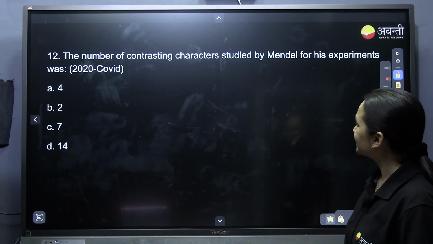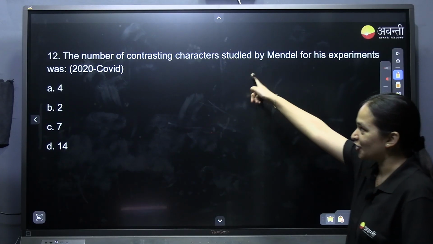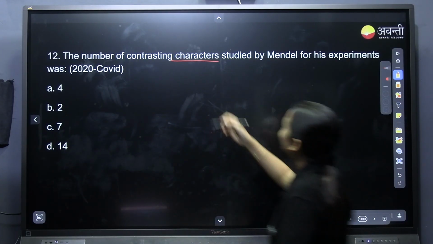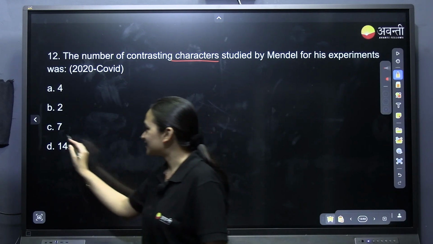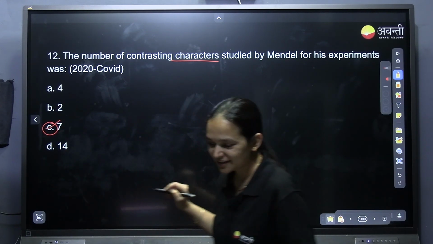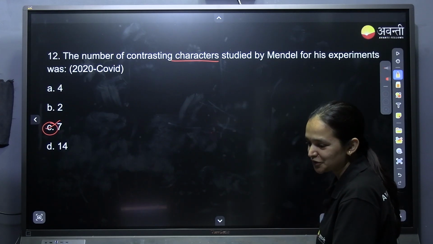The number of contrasting characters studied. Okay, characters, contrasting characters. Now tell me. Yes, 7. So characters were 7. The traits were 14.